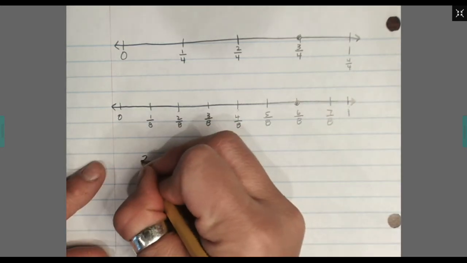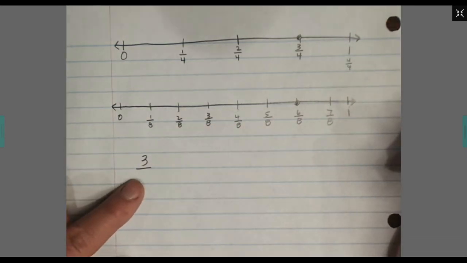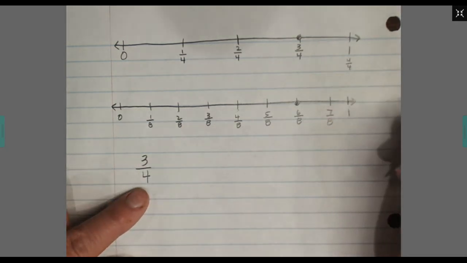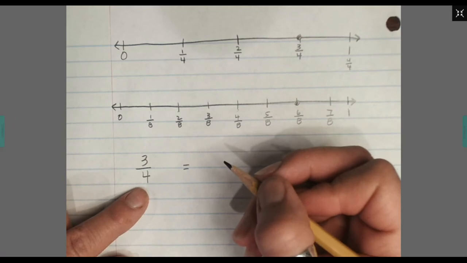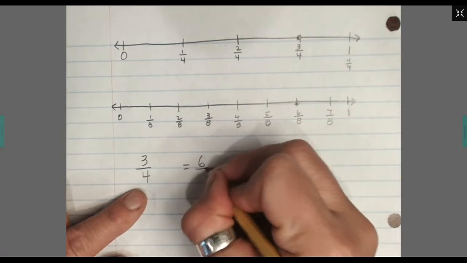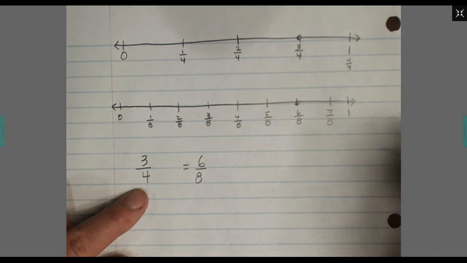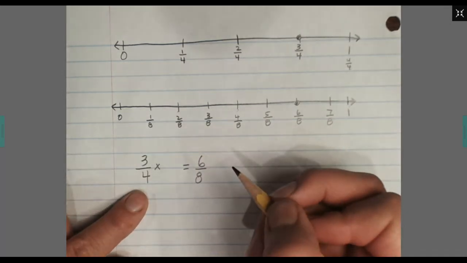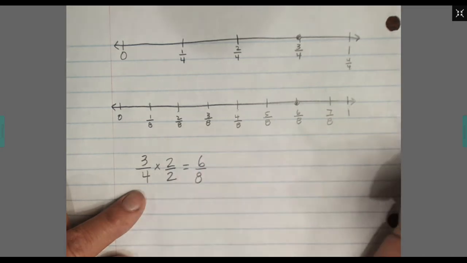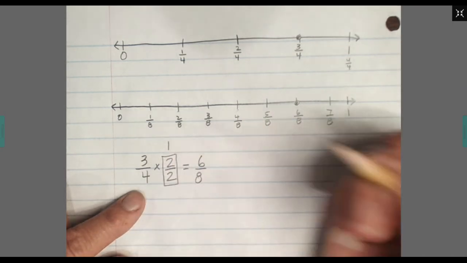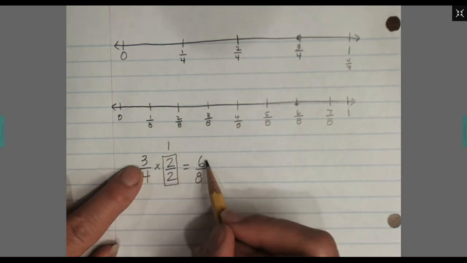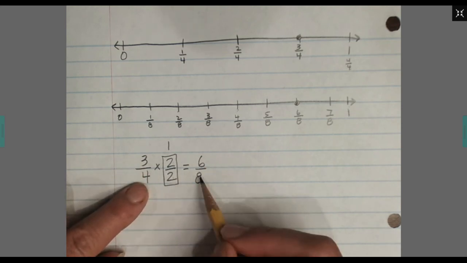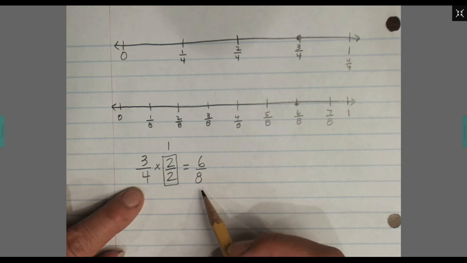Now, thinking about the other video that I made about equivalent fractions and finding them by multiplying or dividing by some fractional form of 1, did we multiply or divide by a fractional form of 1 to give us the equivalent fraction of 6/8? We multiplied. What did we multiply it by? 2 halves. Because 2 halves is really equivalent to 1. 2 divided by 2 is 1. So when we multiply fractions, numerator times numerator, denominator times denominator. So 3/4 is equivalent to 6/8.